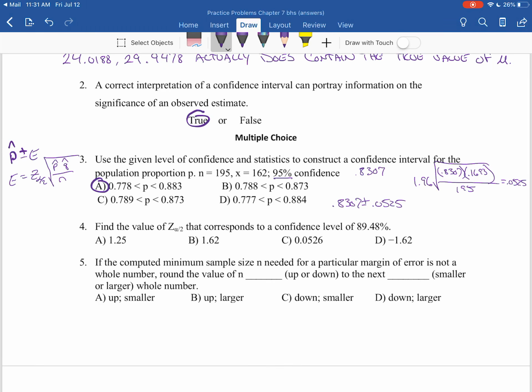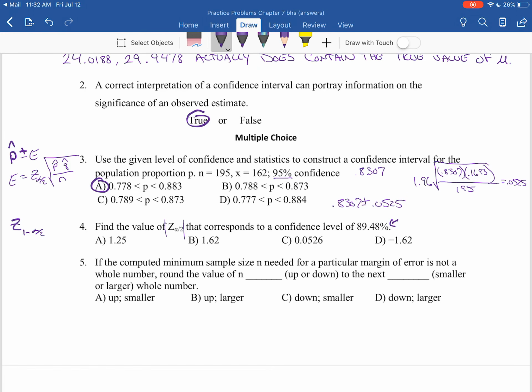Moving along, we're going to find the value of Z alpha corresponding to confidence level of 89.48. The book grades it like this. I think it's a little easier if you always take Z alpha, or that Z percentile, to be 1 minus alpha over 2. Because if we do it with the Z alpha over 2, we kind of need to take the absolute value of it, especially when we're moving to very, very high confidence intervals. I like doing 1 minus alpha over 2. I think you'll get a better answer and move that forward.